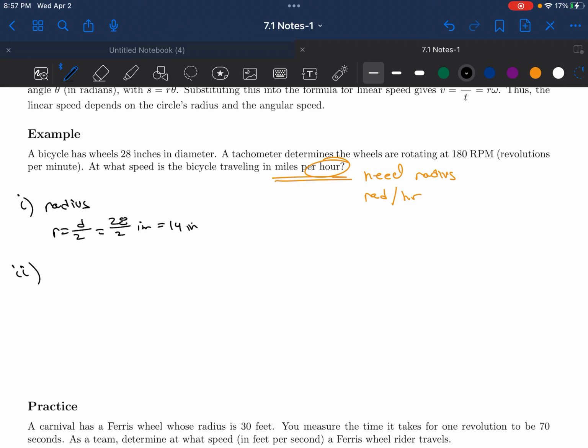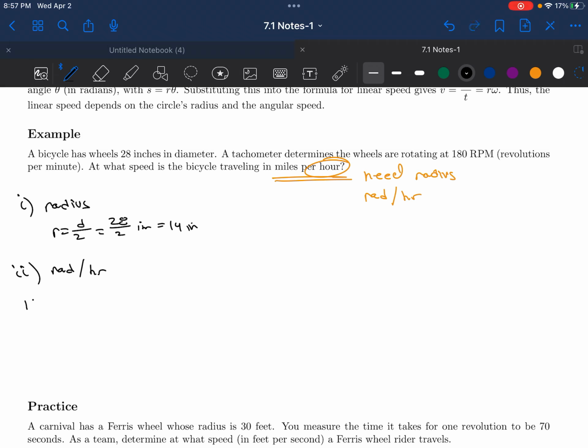You can never describe the linear velocity without the angular velocity. So in the last problem, we stopped because all it wanted was the angular velocity. In this problem, we need to continue on after that to get the linear velocity. And so in radians per hour, I could do radians per minute, radians per second, right? But I'm going to do radians per hour because I want hours in the denominator eventually for my linear speed.